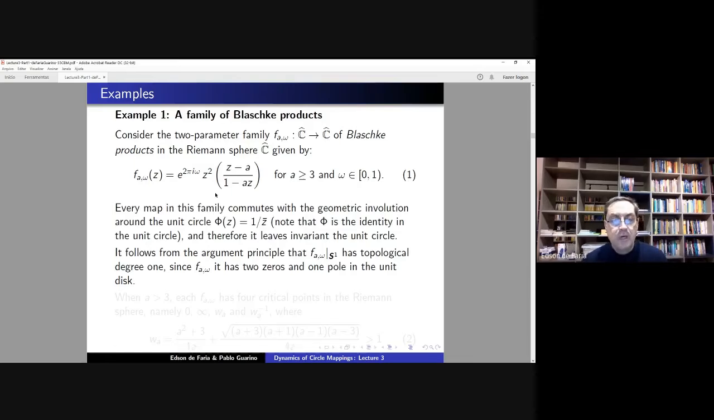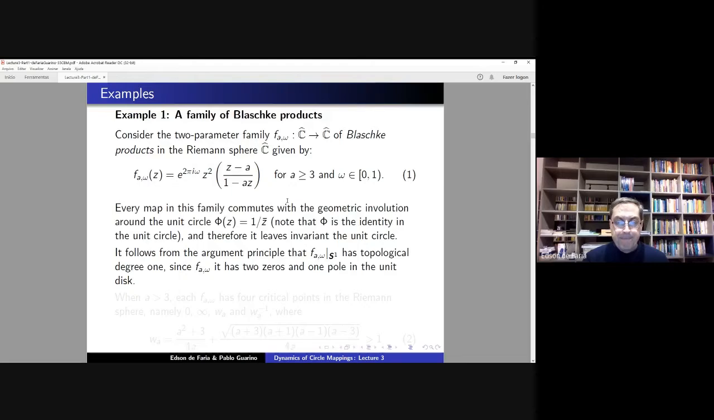Okay, so what does this mean? This means it's a homeomorphism. And it's an orientation-preserving homeomorphism. And it has a critical point. If A is strictly greater than 3, there's no critical point, okay? If A happens to be equal to 3, there will be a critical point precisely at z equals 1. So this is what's written here at the bottom.